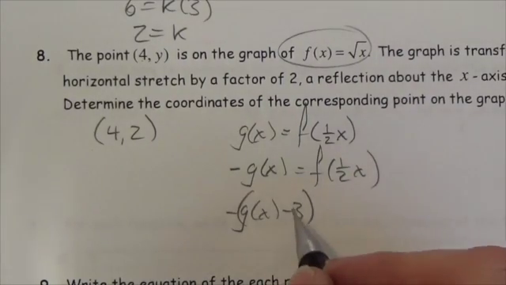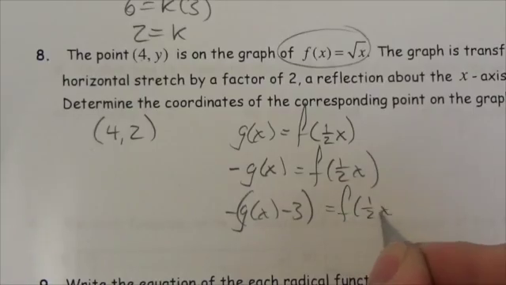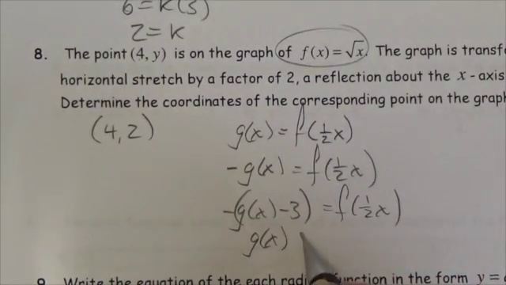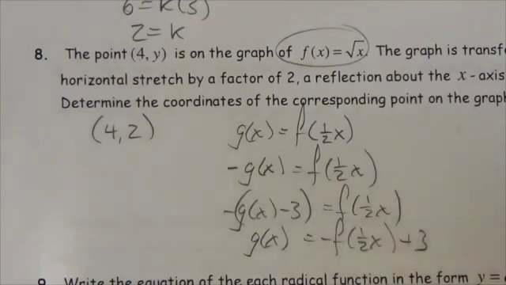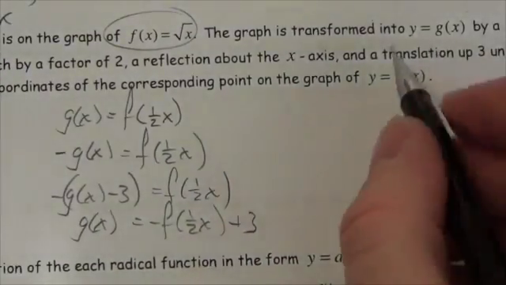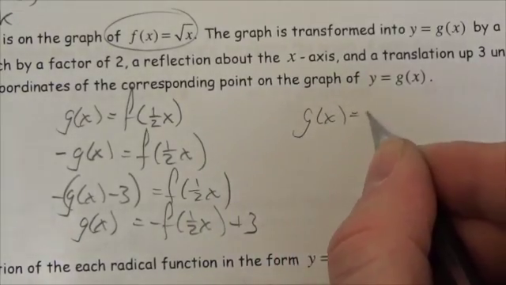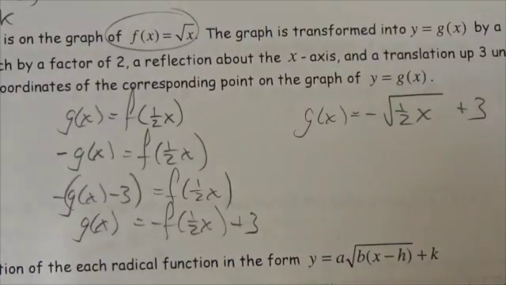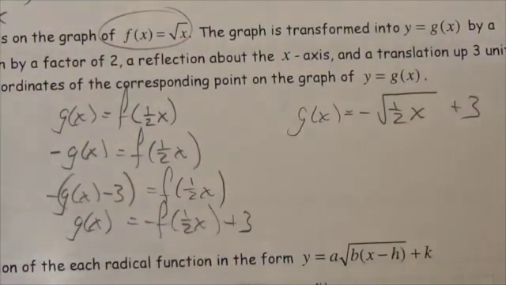We're doing that translation afterwards. We're replacing that in there. And so this is f of 1/2 x. Now, bring the negative over. Okay, bring the 3 over. This would be add 3. And now let's just plug this into my radical function here. So my new function g of x is going to be the negative square root of 1/2 x, plus 3 outside there. Okay. Now, I probably didn't have to do that.